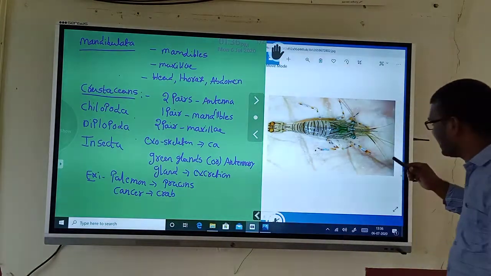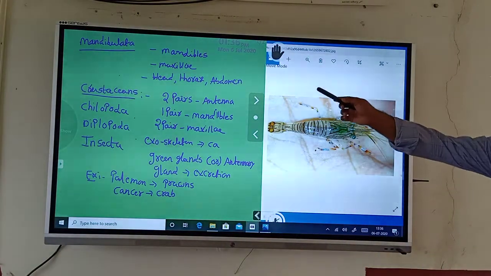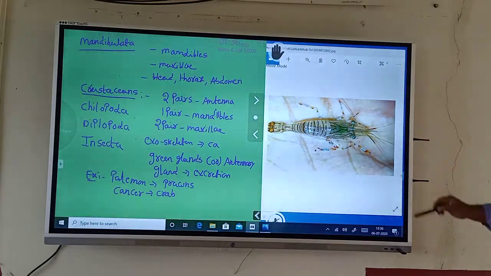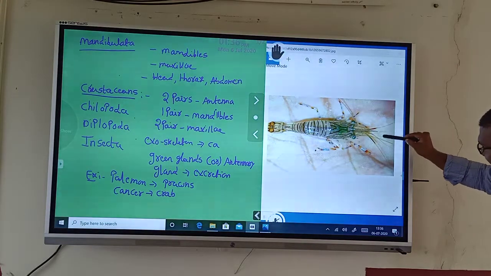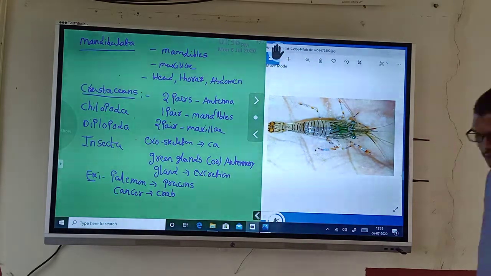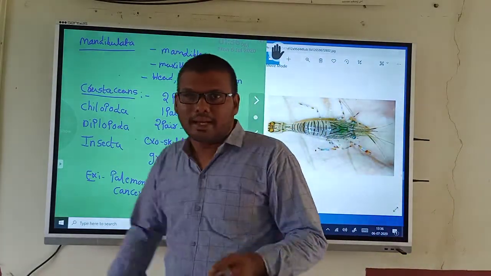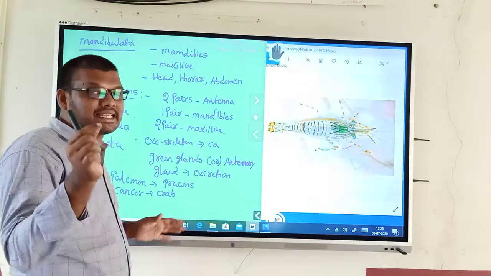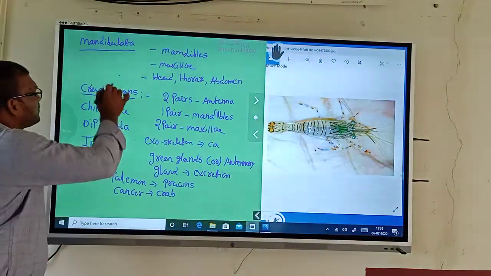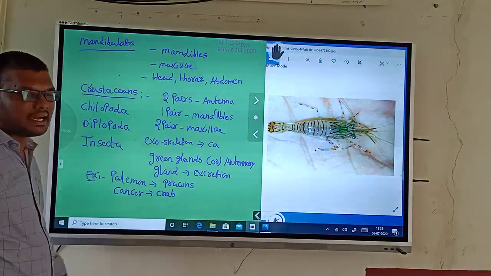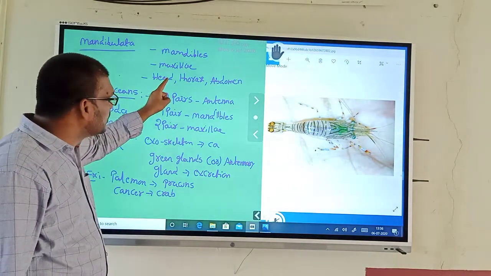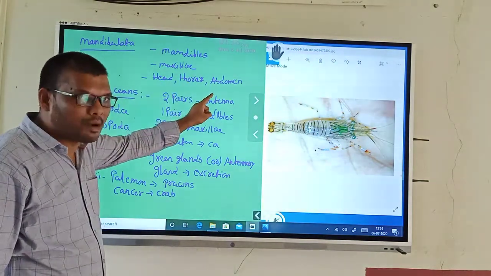Now see, prawns are the best example of mandibulata. This is called an antenna, a sensory organ. If you observe the prawn's whiskers, that is called an antenna, and this one is called a sensory organ. Now in mandibulata, the body can be divided into how many parts? Three parts: head, thorax and abdomen.